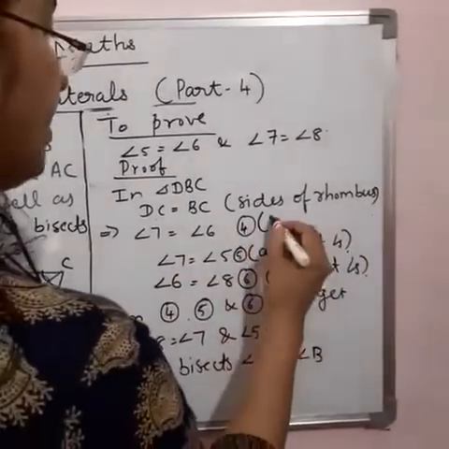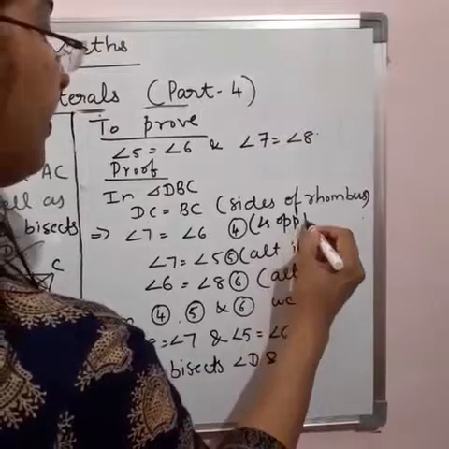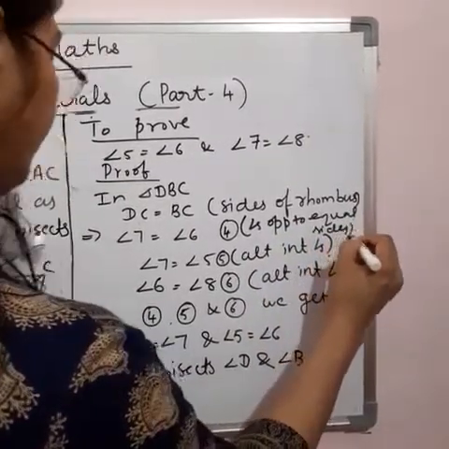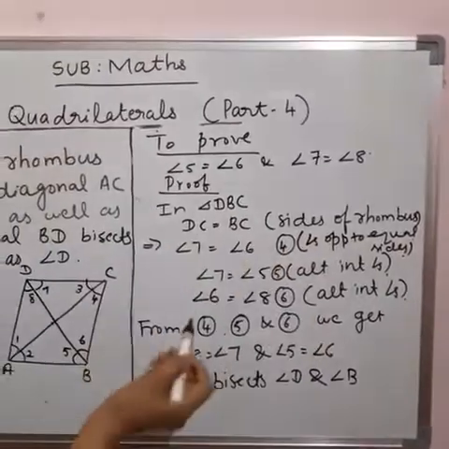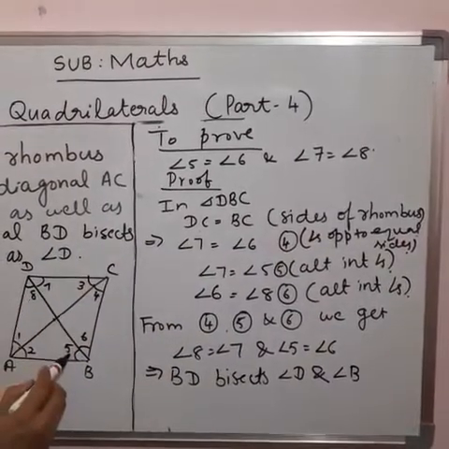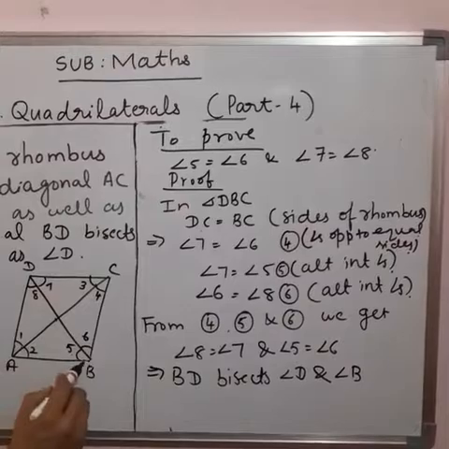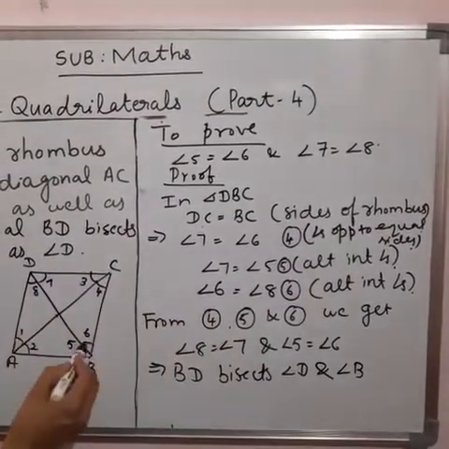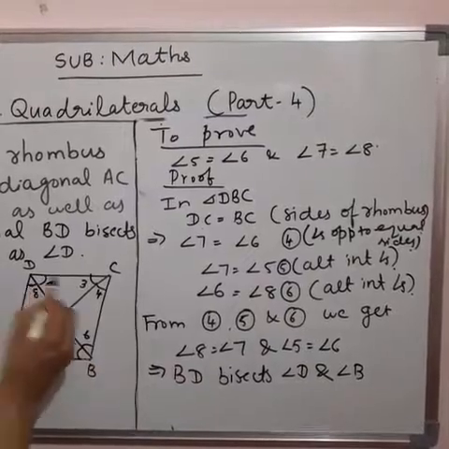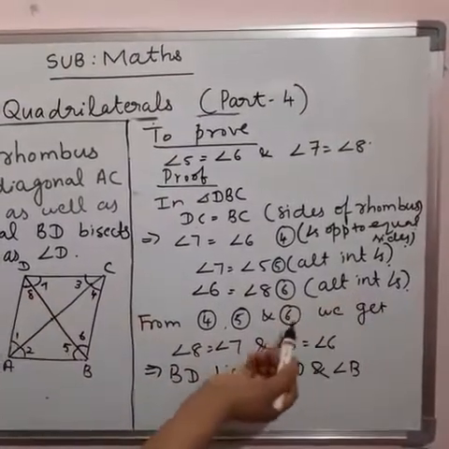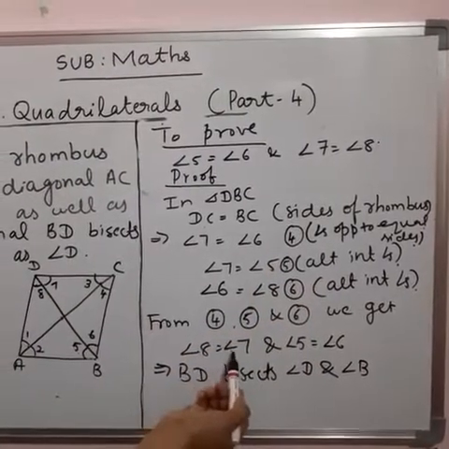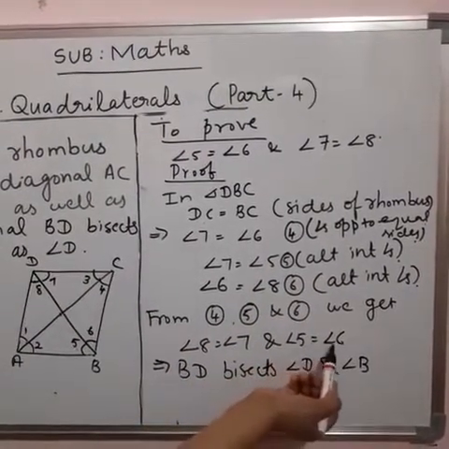Here we write angles opposite to equal sides. Equation 4. Now, angle 7 is equal to angle 5. Since DC is parallel to AB, these form alternate interior angles. And in the same way, angle 6 is equal to angle 8. Alternate interior angles. Now, from equations 4, 5 and 6, we can write angle 8 is equal to angle 7 and angle 5 is equal to angle 6.